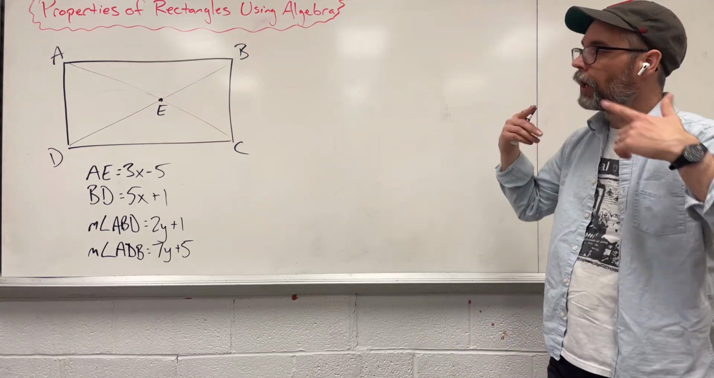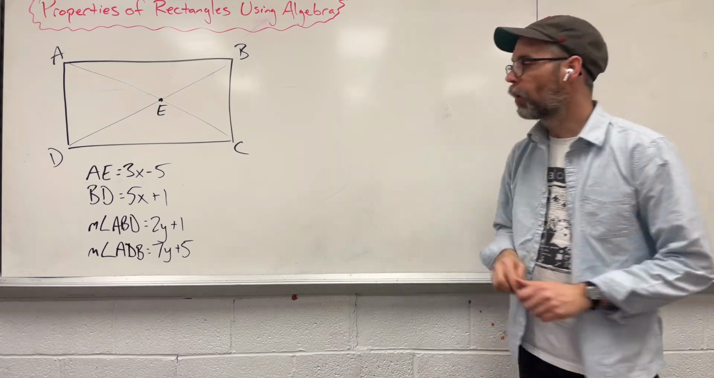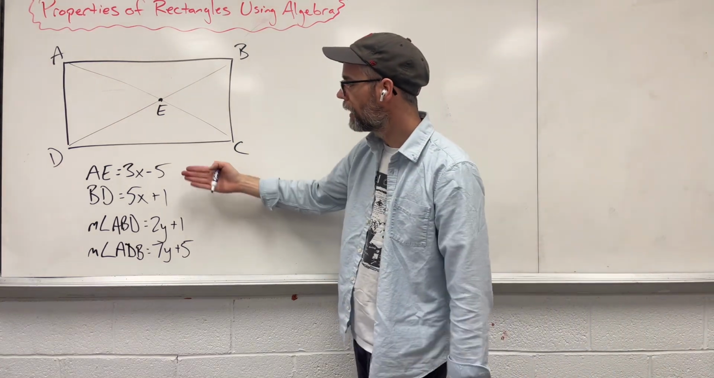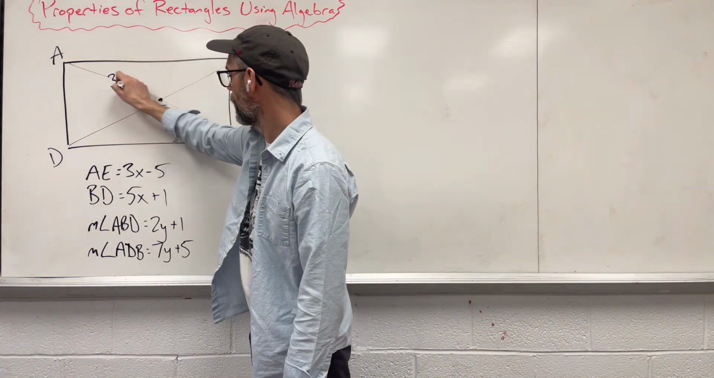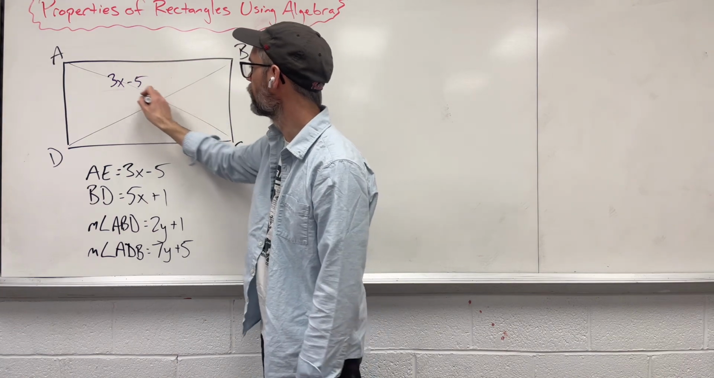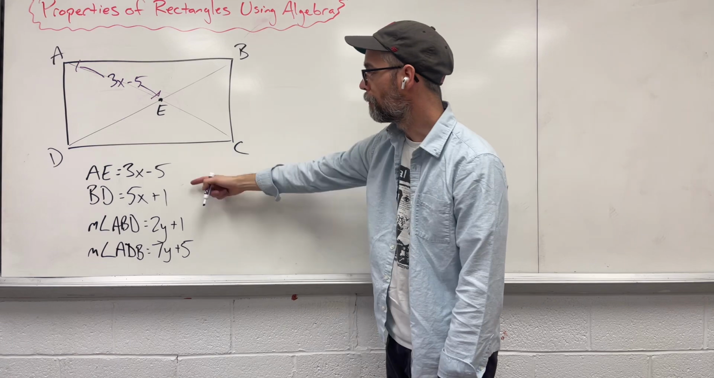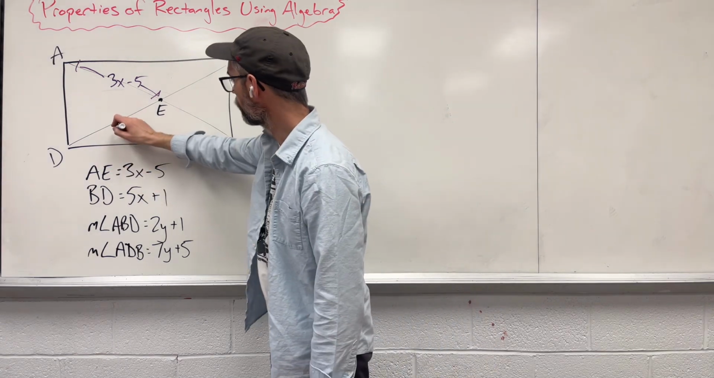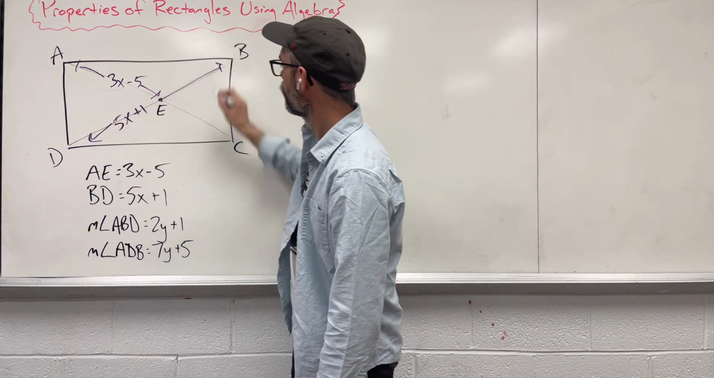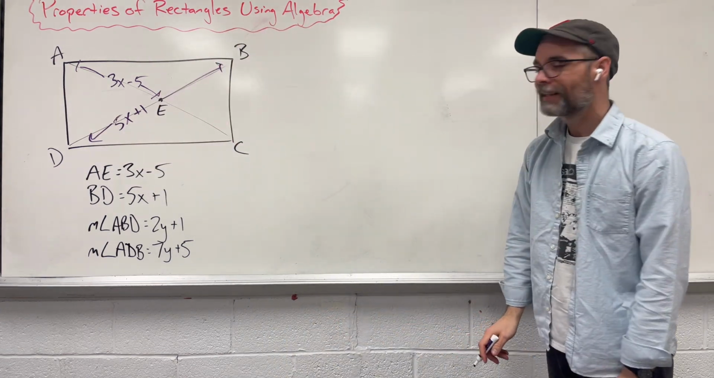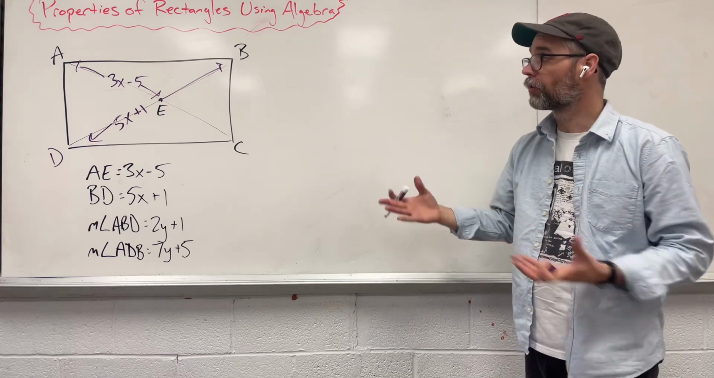So using that knowledge, we're going to take what we have here and find out what is x, what is y. So knowing what we have, AE and BD. AE is just 3x minus 5. That's just this small little portion here from there to there. BD is this whole section, 5x plus 1, from there to there. I need to set up an equation here. I need something to say that these are the same.